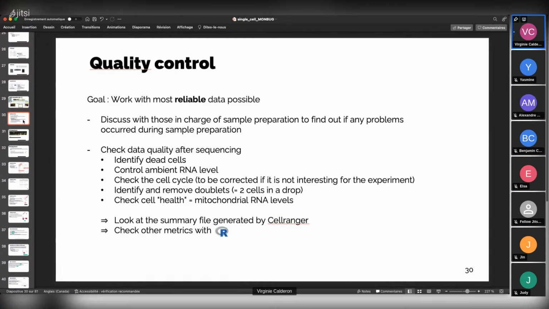You also need to remove doublets, so the droplets that have more than one cell. And also you can check the health of the cells. For this, you can look at the mitochondrial RNA levels. If it's high, that means that the cell is dying. So for all these metrics, you have to do two things. You need to look at the summary that is generated by CellRanger first, and then check other metrics with R.